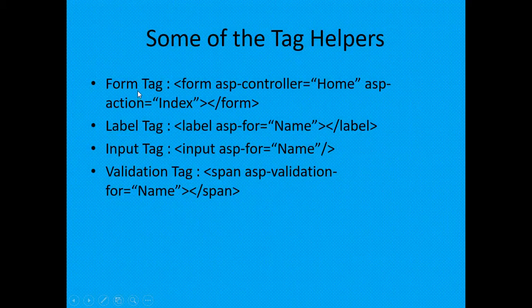Like the form tag, we have other tags for label, input and validation. The label tag is used for a property which is present inside the model. So this is linked to a particular property. What about this input tag? This input tag is for a particular property, similar to the label tag. Asp-for represents that it is linked to a particular property, and the validation tag does the same as label and input. This validation tag is used to indicate error messages or warning messages. This is also linked to a particular property inside the model.